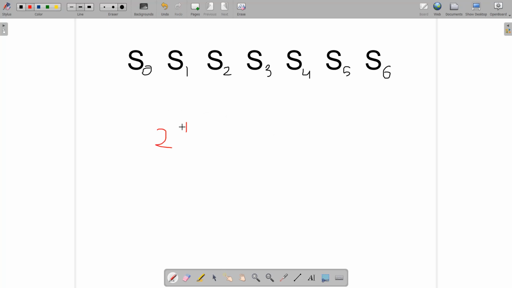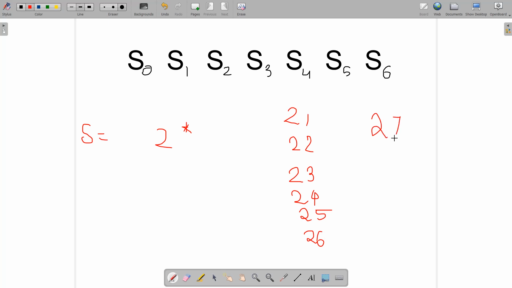Let's first talk about a certain example. Say we have been given 2 star. Let's talk about the entire string S. You can see that 2 star can be 2 1, 2 2, 2 3, 2 4, 2 5, 2 6, 2 7, 2 8, 2 9, and that's all, because star varies from 1 to 9.